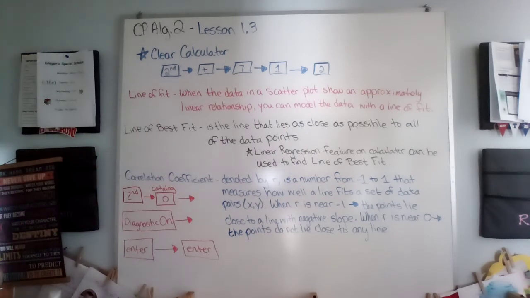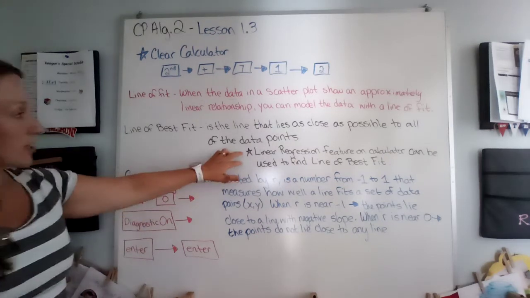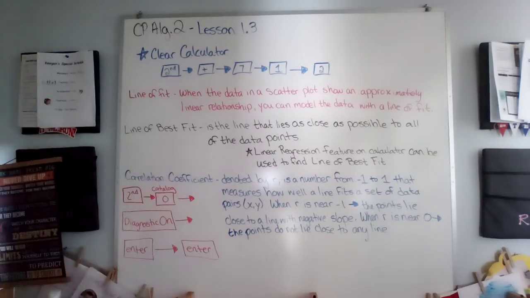Next, we have some vocabulary. So first is line of fit. Now, these are probably not new terms, line of fit, line of best fit. You guys probably used these terms even in 7th and 8th grade when you were working with data and scatter plots, okay? But line of fit: when the data in a scatter plot show an approximately linear relationship, you can model the data with a line of fit. Line of best fit is the line that lies as close as possible to all the data points. And we're going to use the linear regression feature on the calculator, okay, that can be used to find the line of best fit.